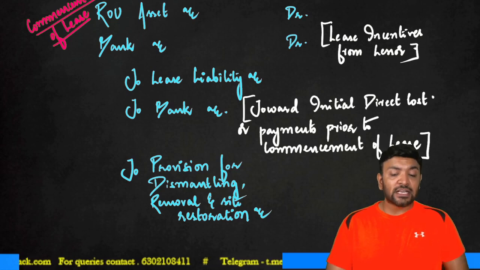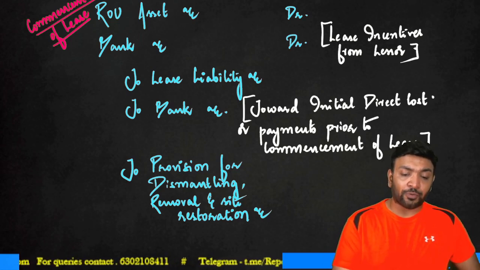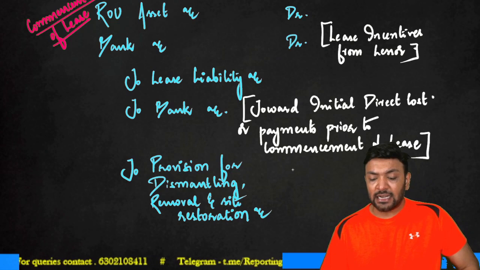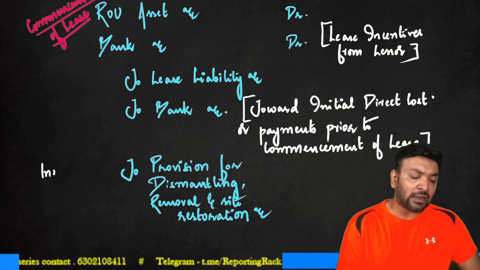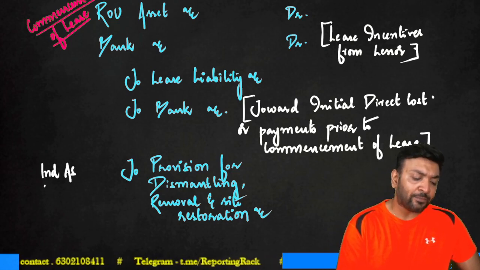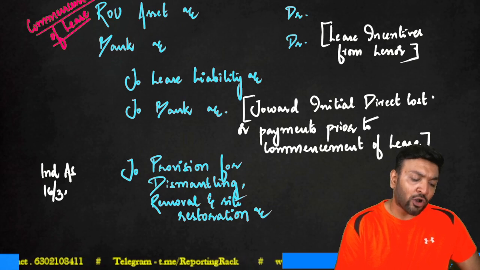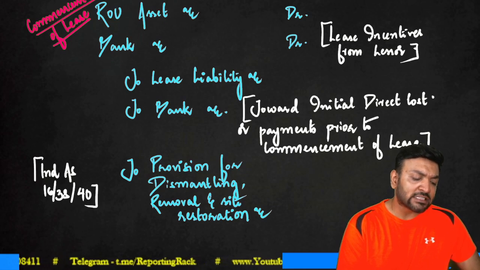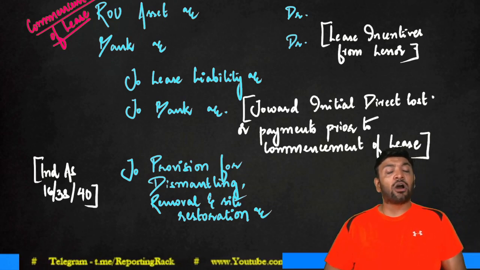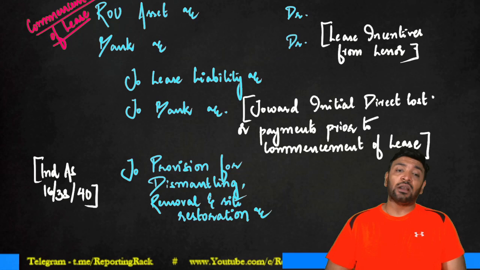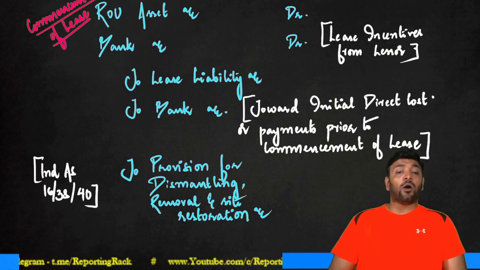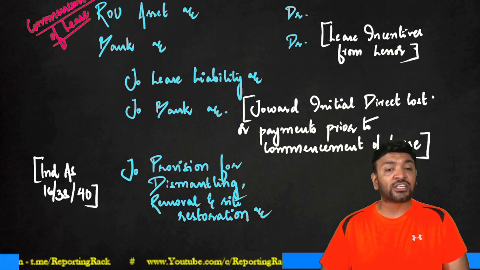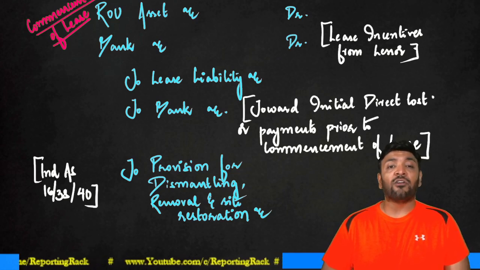of lease. This amount of provision which we are going to recognize, it is very similar to what we have done under Ind AS 16 or 38 or Ind AS 40. We have discussed it there. How do I consider it? How do I recognize this amount? How do I measure this amount? We have already seen it. So the same value of dismantling, removal and site restoration should be added to the value of ROU asset.